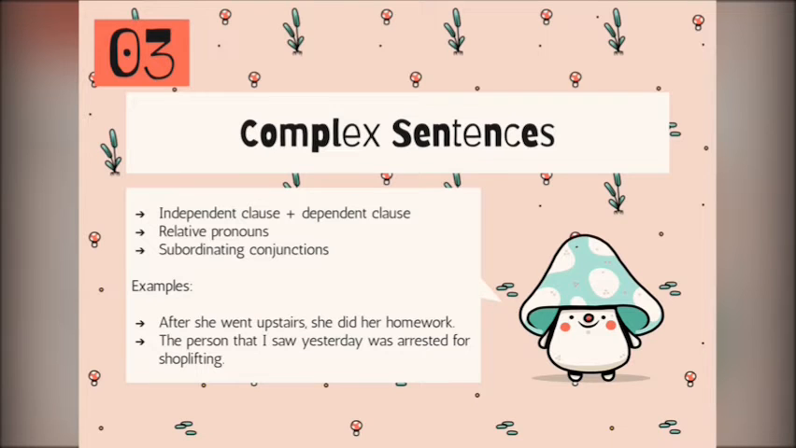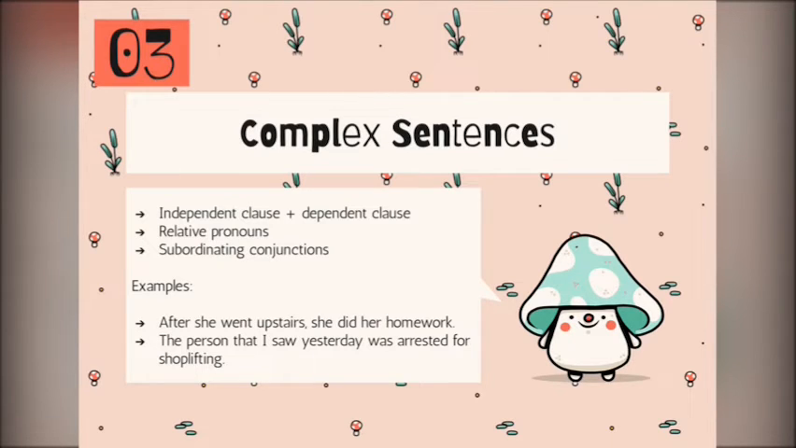So in our examples below, we have after she went upstairs, she did her homework, and the person that I saw yesterday was arrested for shoplifting. In the first example, the clause after she went upstairs cannot stand by itself, so that is our dependent clause. And she did her homework can stand by itself, so that's our independent clause. This sentence in particular uses a subordinating conjunction to link the sentence.